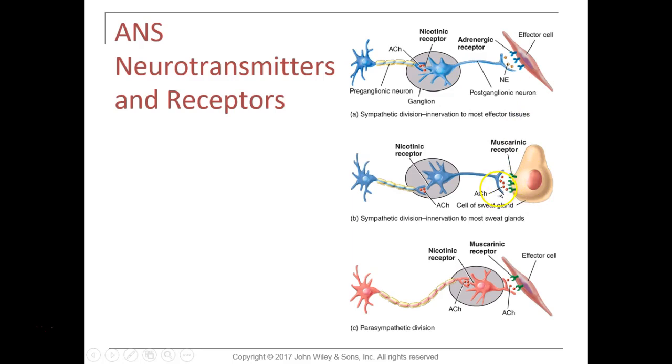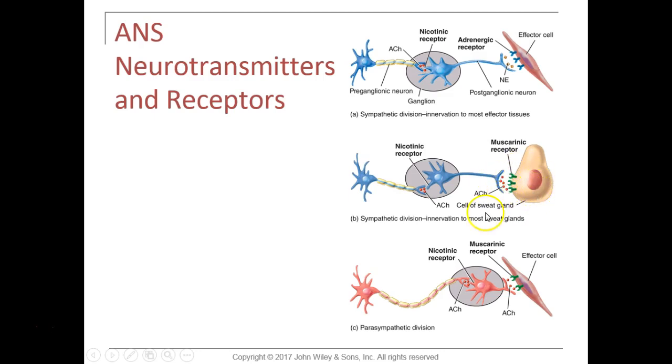And the receptor on the effector that binds acetylcholine is not a nicotinic receptor. They're referred to as a muscarinic receptor. There's different types of muscarinic receptors. Some of them are excitatory and some of them are inhibitory. We're not going to learn all the different subclasses of them, but some activate the effector and some inhibit the effector.